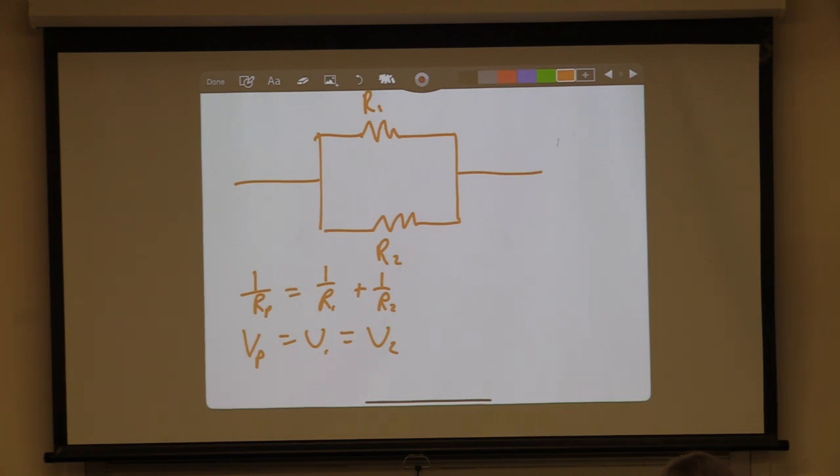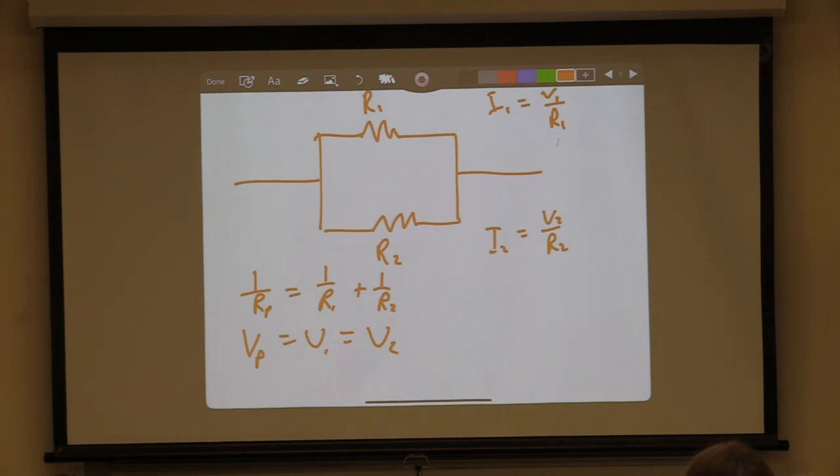All right, we can find the equivalent resistance, we can find the voltages. What would we do to find the currents? All right, if you know V and you know R, you can find I. V equals IR, I equals V over R. So I1 is going to equal V1 divided by R1. I2 equals V2 over R2.